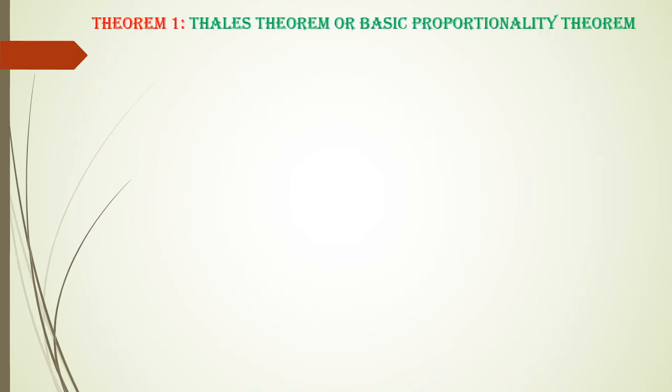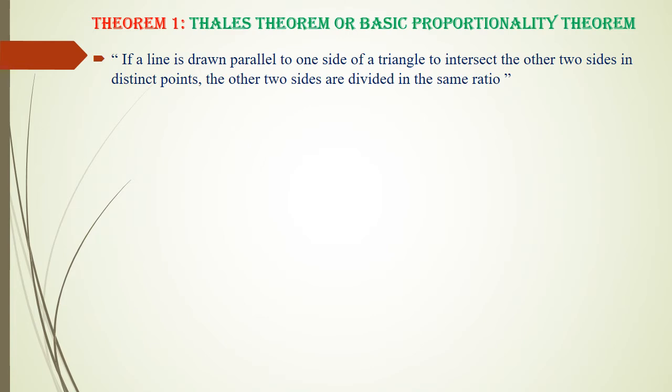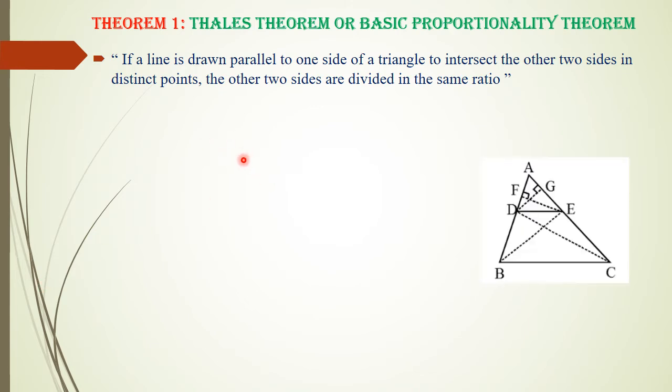If I read out the statement of this theorem: if a line is drawn parallel to one side of a triangle to intersect the other two sides in distinct points, the other two sides are divided in the same ratio. So a detailed proof for this statement is given in your textbook that you can go through. I'll just explain what is the meaning of this theorem.